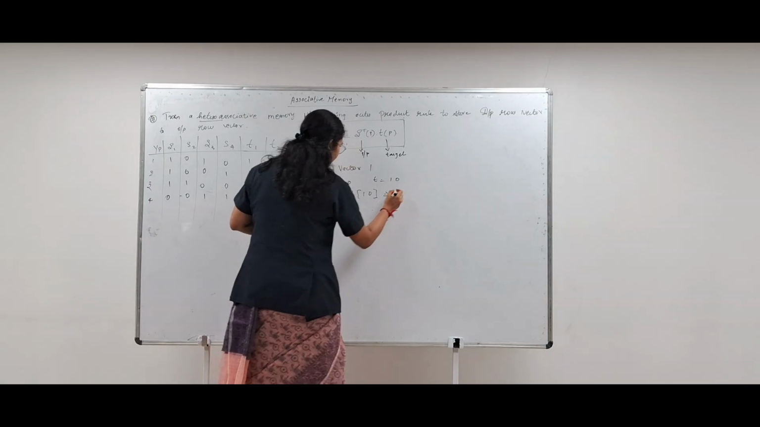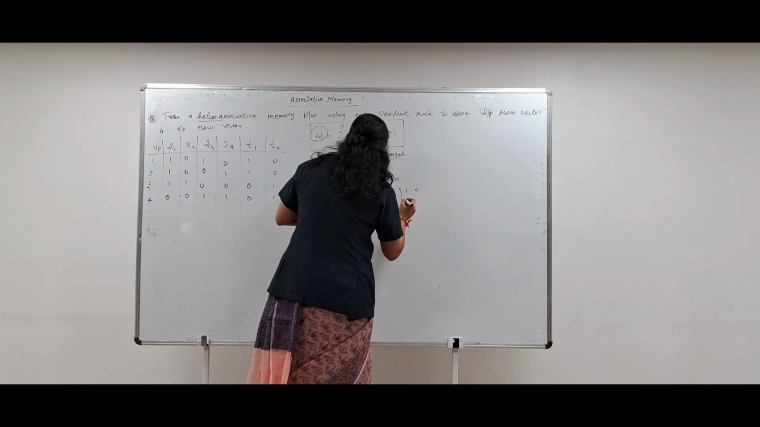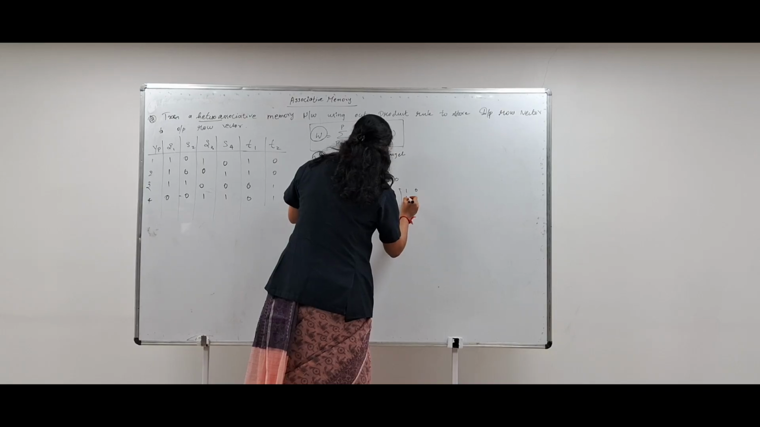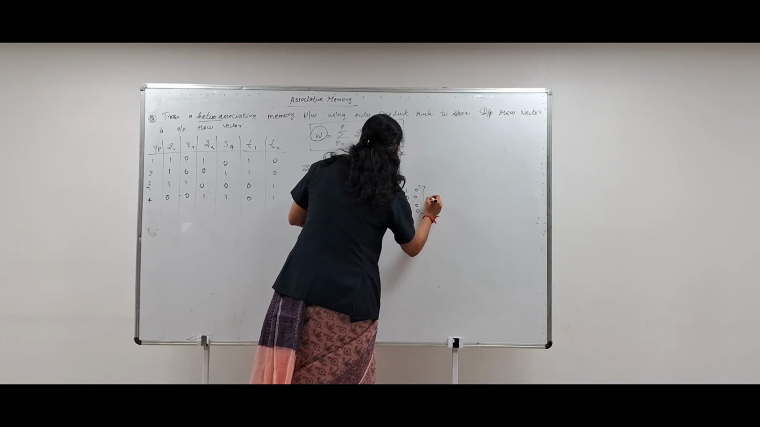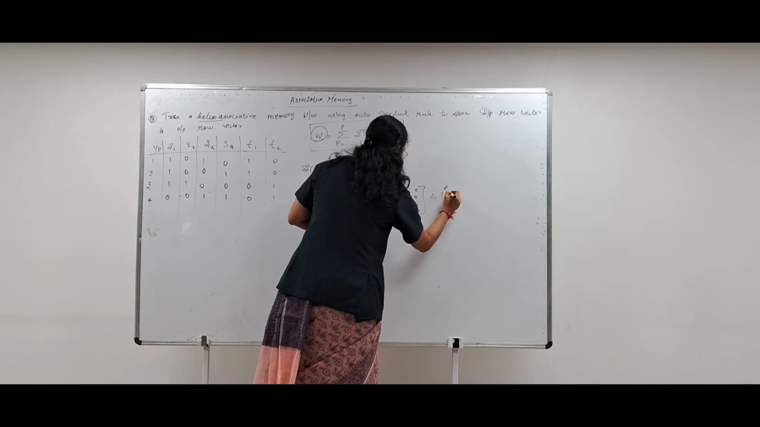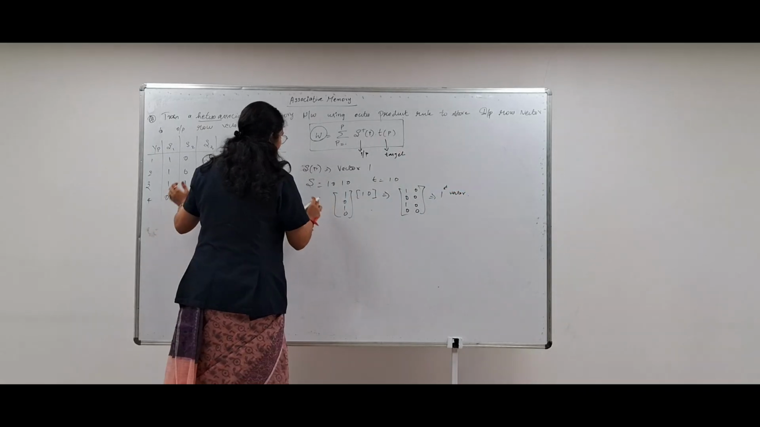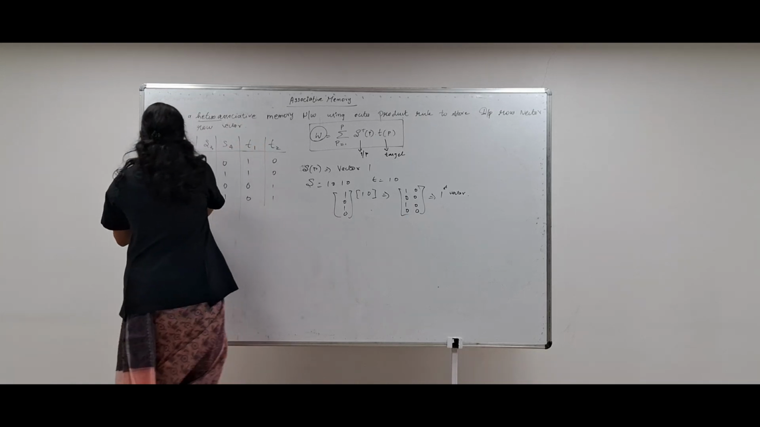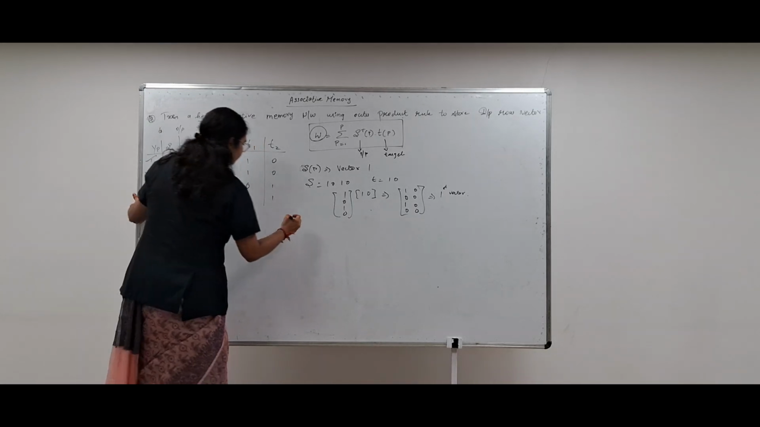So the answer for this one is 1 into 1 is 1, 1 into 0 is 0, 0 into 1 is 0, 0 into 0 is 0, 1 into 1 is 1, 1 into 0 is 0, 0 into 1 is 0, 0 into 0 is 0. So this is for the first vector. The first vector is completed, and now we are going to calculate for the second vector.